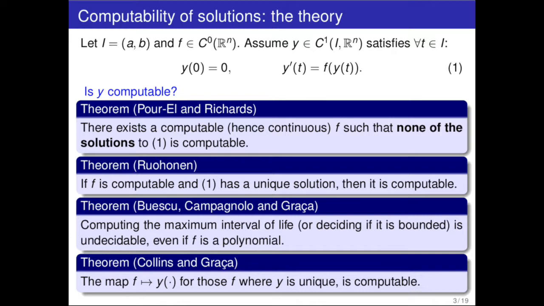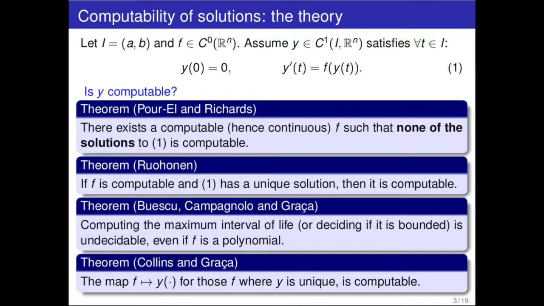There's this issue about computing the interval of life. In general, unfortunately, we cannot even decide whether the maximum interval of life is infinite or not. So we always have to assume the t's we give are in this interval of life. That's even true if f is polynomial, even if f is quadratic. So it's really hard to work around this problem. You really have to assume the solution exists. I don't know any solution to this problem.